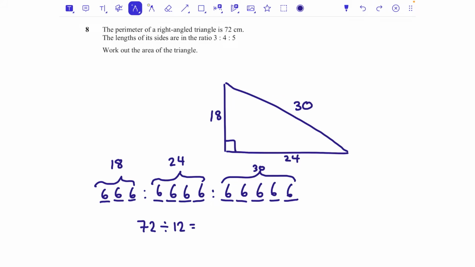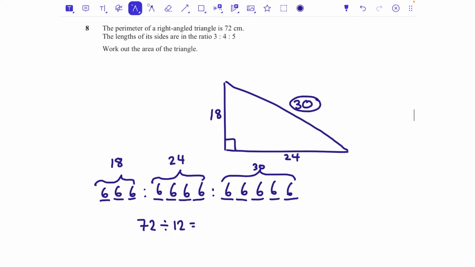Okay, perfect. We now have to work out the area. So that's why that 30 being there is important, because actually we don't need that value to work out the area. The area of a triangle is base times height divided by 2.